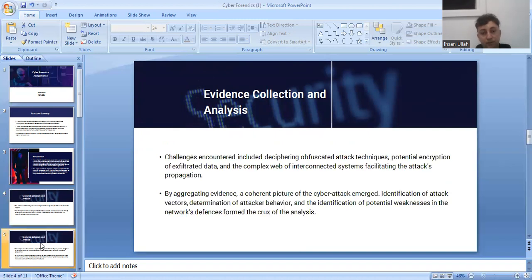If we look further, the challenges encountered include deciphering obfuscated attack techniques, potential encryption of exfiltrated data, and the complex web of interconnected systems facilitating the attack's propagation. By aggregating evidence, a coherent picture of the cyber attack emerged. Identification of attack vectors, determination of attack behavior, and the identification of potential weaknesses in the network defenses form the crux of the analysis.